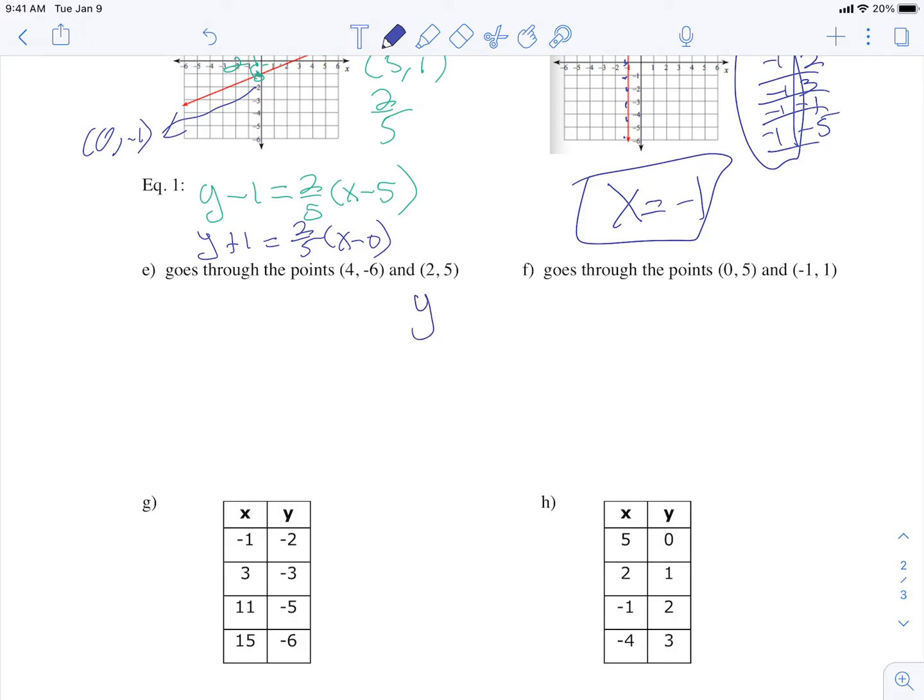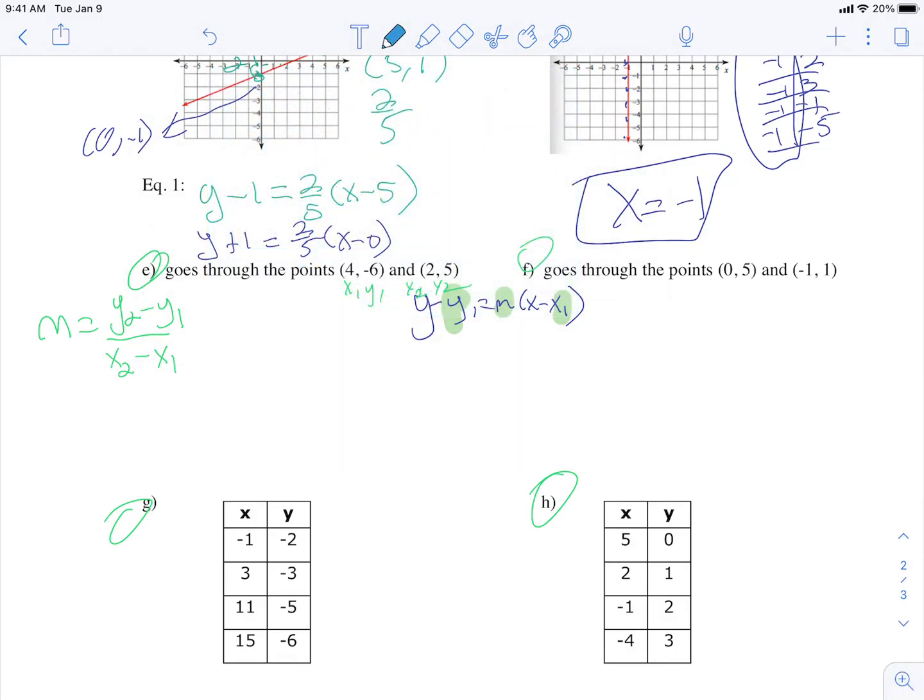Remember, it's y minus y1 equals m times x minus x1. So I need two things. I need a slope and I need a point. Looking at these problems, E and F and G and H, I have points. That's not a problem. What I don't have is a slope. So now I've got to use the slope formula. m equals y2 minus y1 all over x2 minus x1, with points x1, y1 and x2, y2.